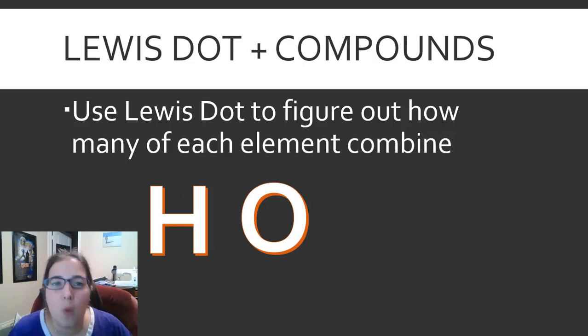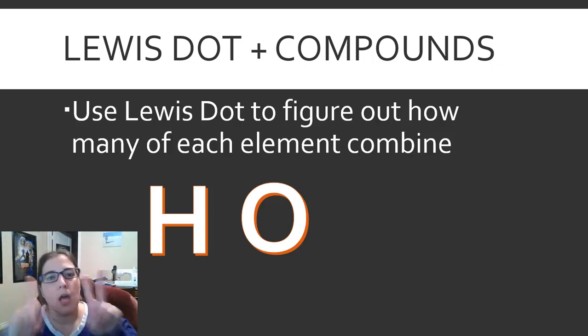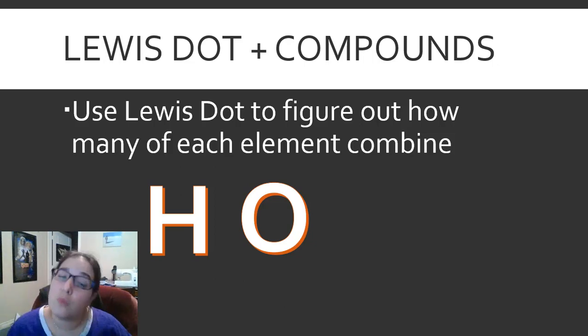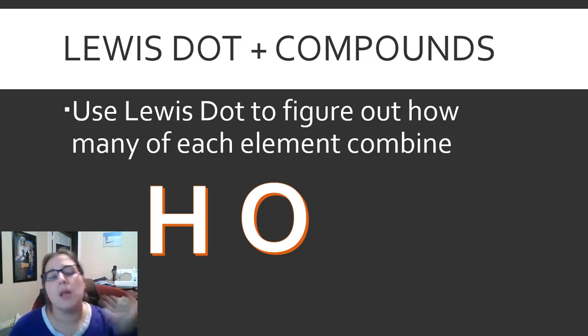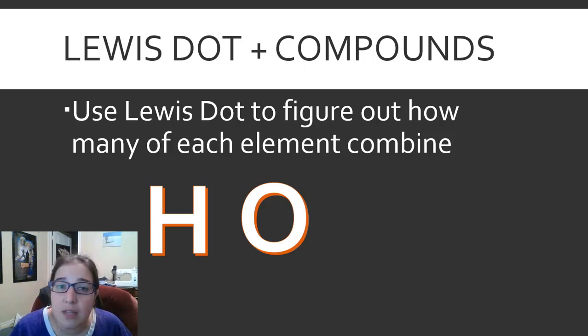So let's talk about water. Most of you know that water is called H2O, right? That means there's 2 H's and 1 O. So the real question is, why 2 H's? Why not 3? Why not 1? Let's see if we can use some valence electrons to figure that out.